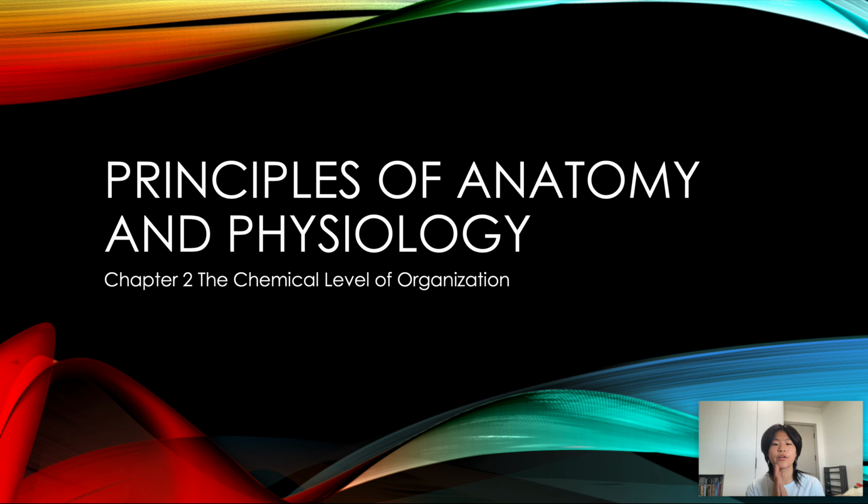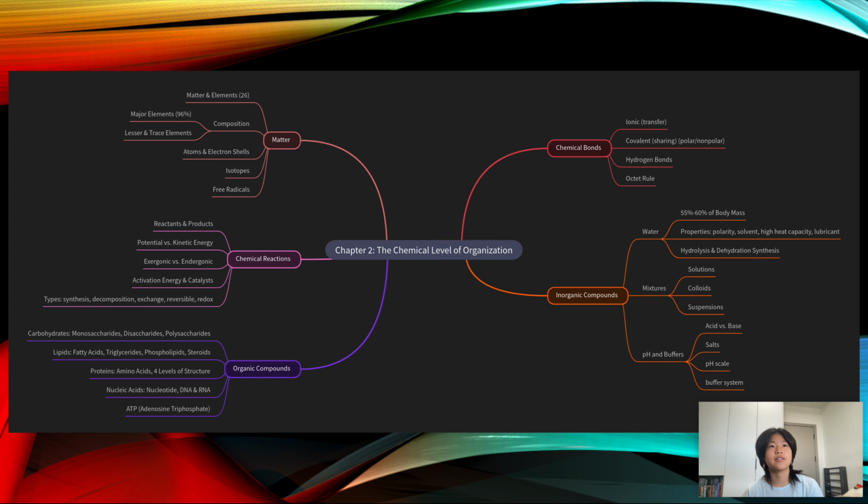In this chapter we're going to talk about how chemistry makes up our body and how it helps us perform many important functions. So let's get started with the mind map. There are 5 main things that we're going to talk about today. Firstly, we're going to talk about matter, the major and minor elements that compose our body. We're going to talk about the importance of the electron and how things such as isotopes and free radicals contribute to the building of our body.